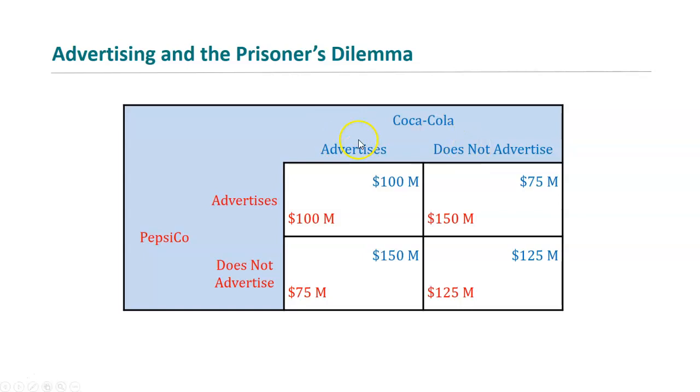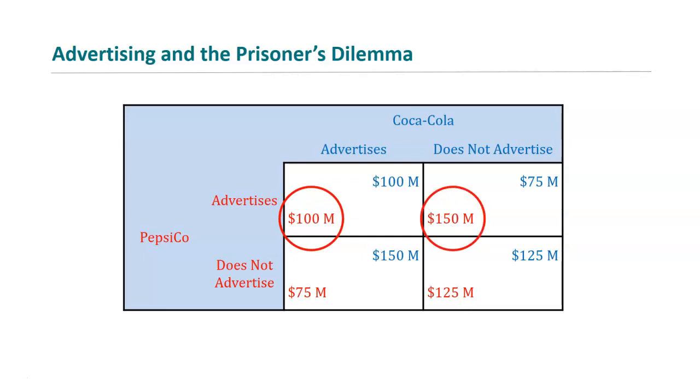What if Coke advertises? So I have to ask myself the what ifs, like we always do in these games. What if Coke advertises? Then we're definitely in this column. And if I'm Pepsi, my options are to advertise also and make $100 million, or not to advertise and just let Coke steal my customers and make $75 million. So I definitely, if Coke does advertise, I want to advertise. And if Coke does not advertise, I want to advertise.